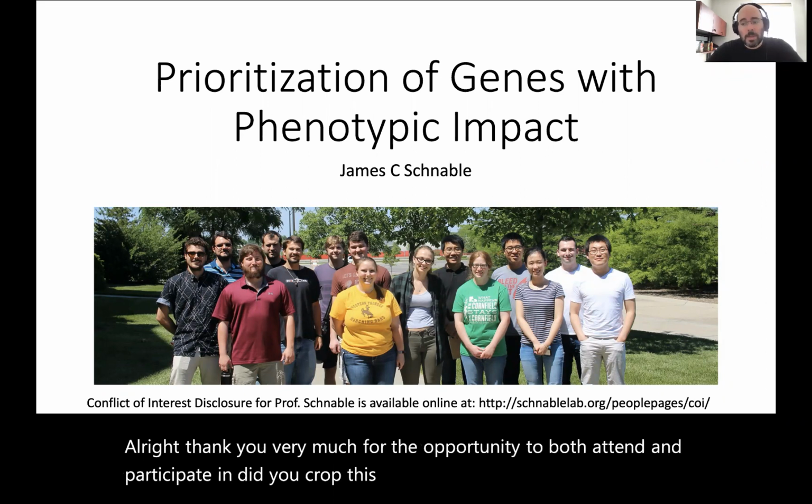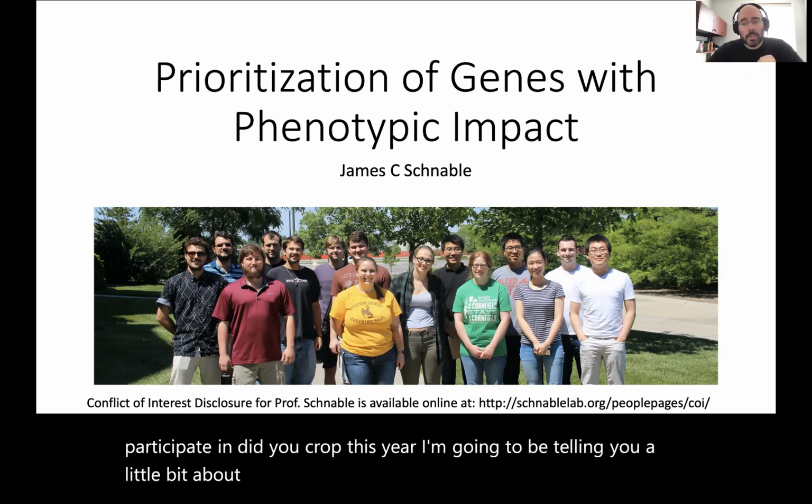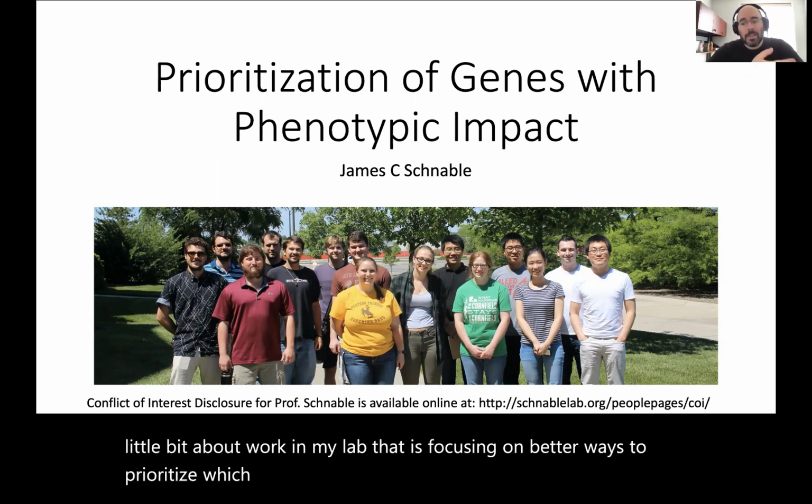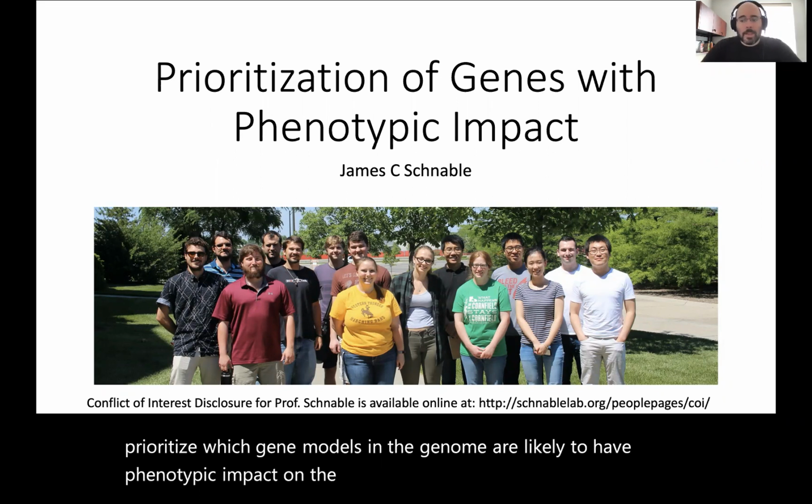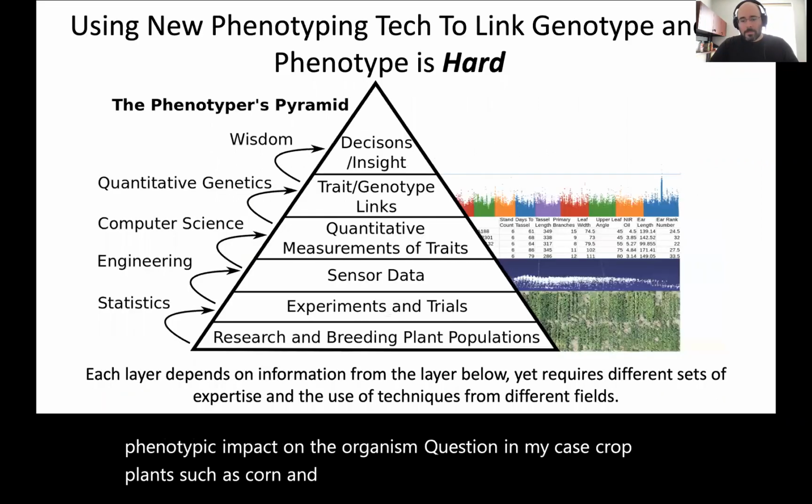I'm going to be telling you a little bit about work in my lab that is focusing on better ways to prioritize which gene models in the genome are likely to have a phenotypic impact on the organism in question. In my case, crop plants such as corn and sorghum, maize and sorghum.